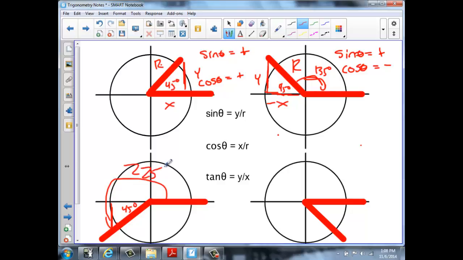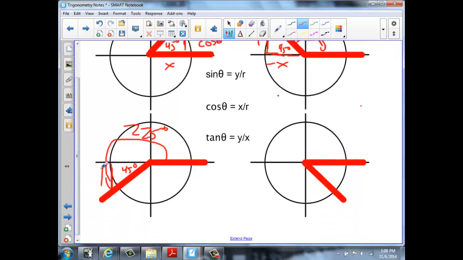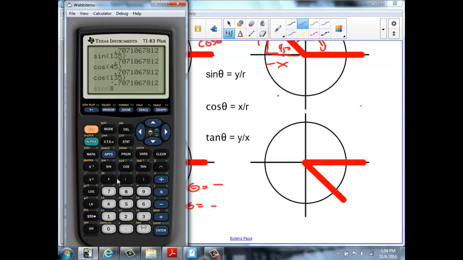225. Okay. Well, let's talk about what happens to these guys right here. Here, your x value is negative, and your y value is negative. So sine should be negative, and so should cosine, because both of them are now negative. And so now when I test it in my calculator, sine of 225 is now a negative number. And when I do cosine of 225, it's also a negative number. Does that make sense?